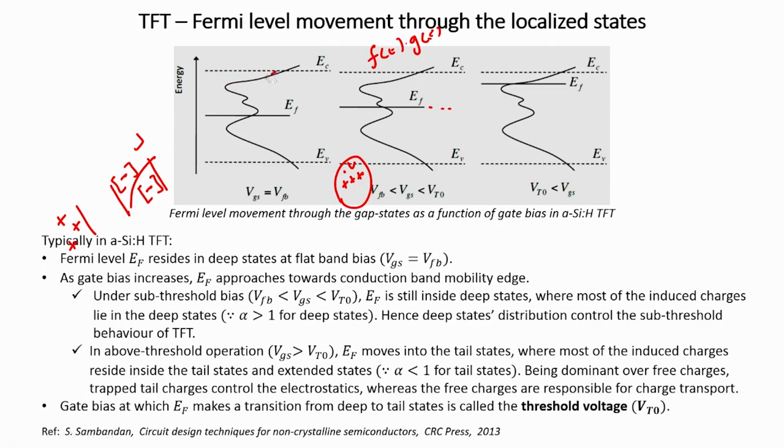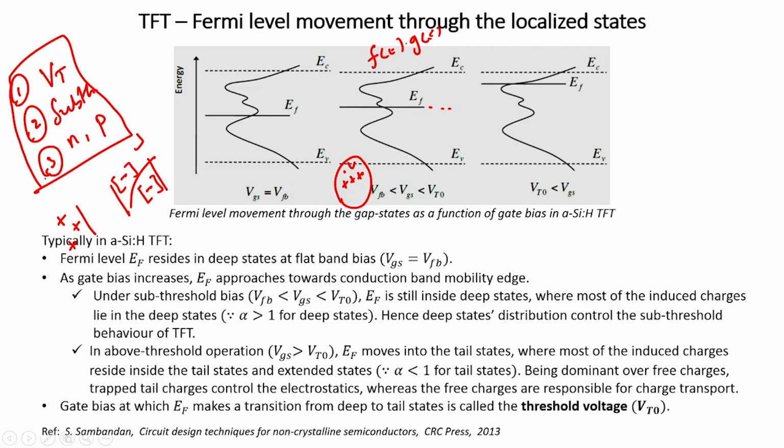So, the presence of gap states determines firstly the threshold voltage, secondly the subthreshold slope, and thirdly the type of transport, whether it is an n type or a p type transport. And this is the significant difference between disordered semiconductor based MOSFETs, which are called thin film transistors, and the crystalline semiconductor based MOSFETs.